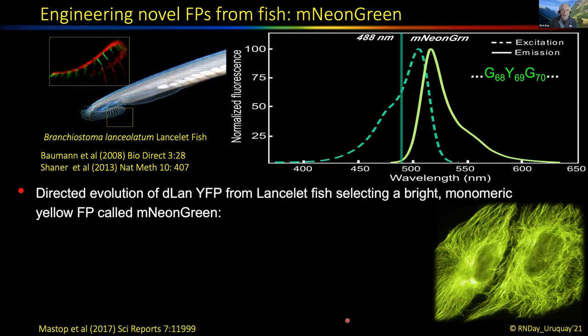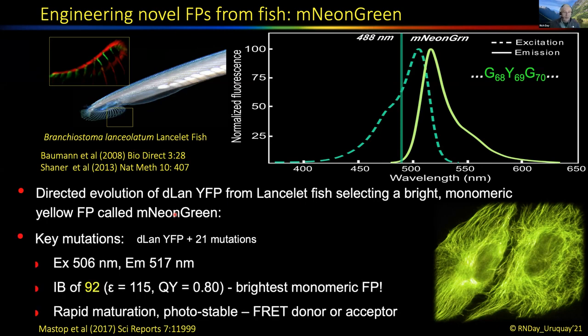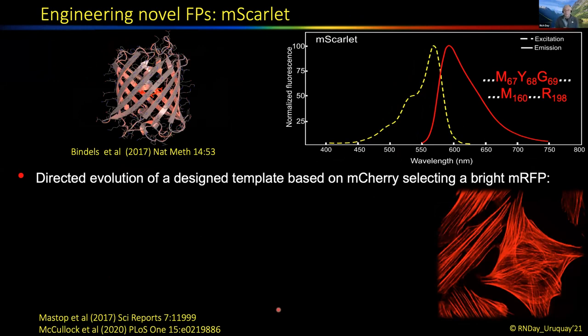Another one that came out of a screen in a lancelet fish was a protein called DLAN YFP, a very bright YFP. It was a dimeric form, so additional mutagenesis was used to generate a bright monomeric form of this protein that's called neon green. And neon green is exceptional because of its intrinsic brightness of 92. It is the brightest of the monomeric fluorescent proteins. It forms very rapidly, it's very photostable, and it has been used as both a FRET donor and a FRET acceptor.